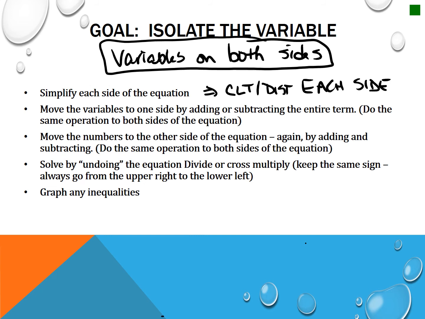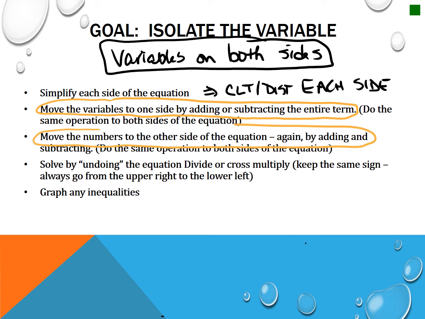Then, after each side's cleaned up, you're going to move the variables to one side, and you're going to do that by adding or subtracting. Then you're going to move the numbers to one side, and you're going to do that by adding and subtracting. Okay, at this point, you're down to no more pluses. You're going to divide, you're going to cross multiply, and if there's any inequalities, you're going to graph them. Let's see what I mean.